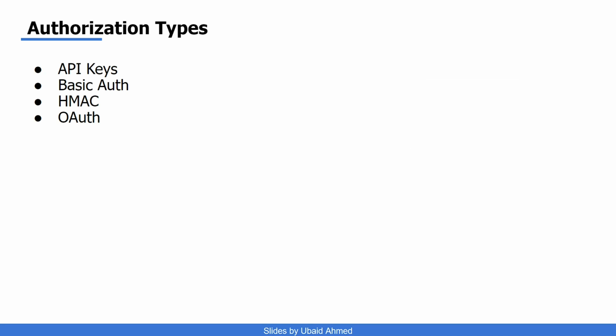Now there are different types of authorization. Like authorization types, we have API keys, basic auth, HMAC, and OAuth.